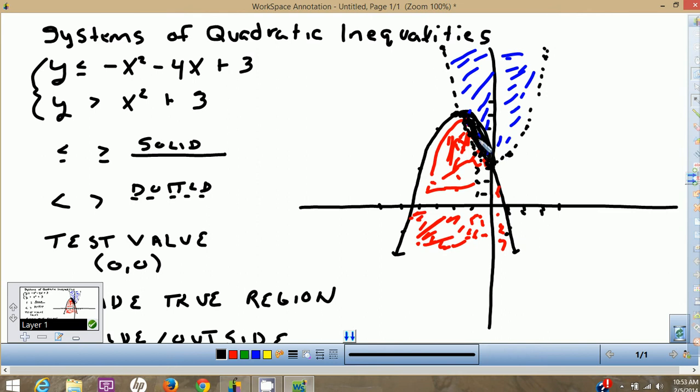So, just to summarize, you're going to graph your boundary lines, and you're going to do that using any method that we have previously learned. You're going to decide if those boundary lines are solid or dotted. You're going to choose a test value. You're going to shade the true region, which will be either inside or outside of the parabola, and then the part you shade both times is the solution to your system of quadratic inequalities.